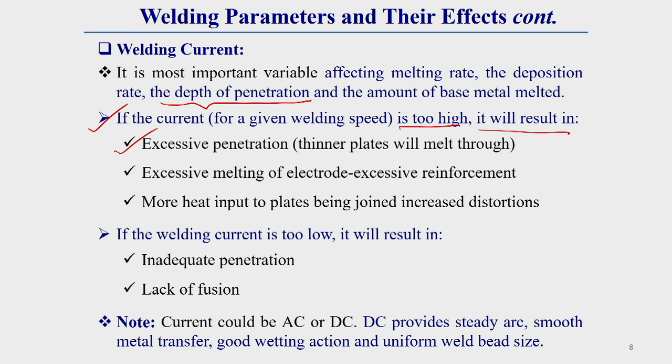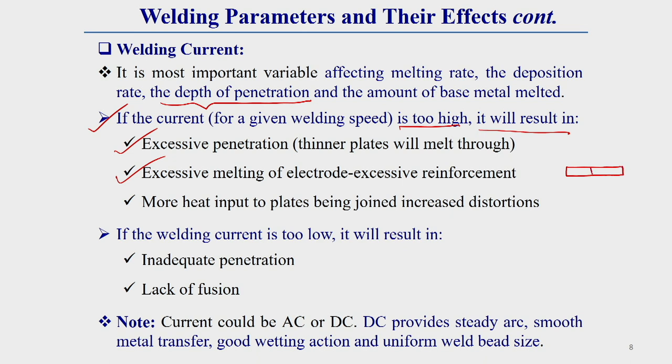So high current generally is not preferable in thinner types of plate. The second point is, if the current is too high, there will be excessive melting of the electrode, so there will be excessive reinforcement. What is excessive reinforcement? You should know what reinforcement is.